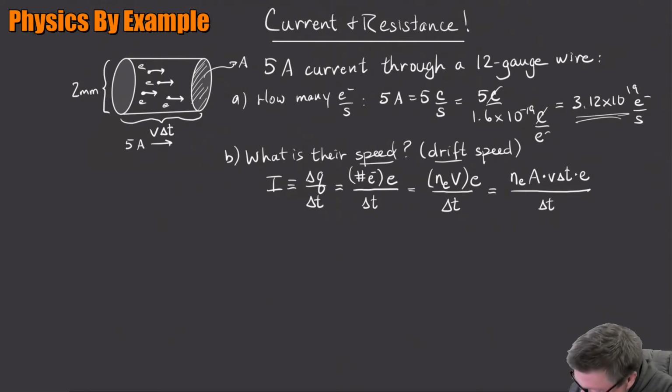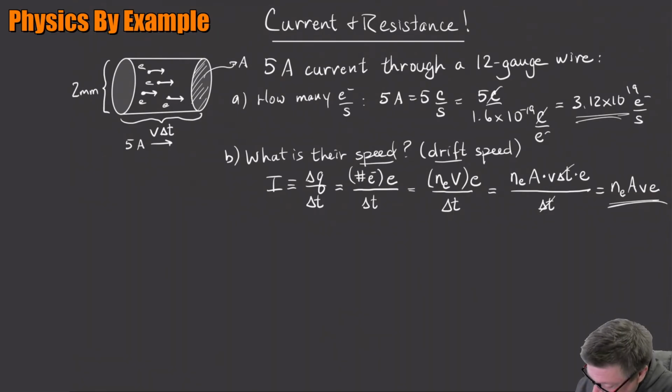And then look how neat this is. The delta T's go away. So what I have left is current is the number density times A times the speed times the charge on each electron. Okay, that's a neat result. And it's pretty general. Anytime you have the flow of anything, a flow of a gas through a tube or water through a pipe, you're going to end up with the same kind of thing representing sort of a current, right? So this is going to be pretty general.